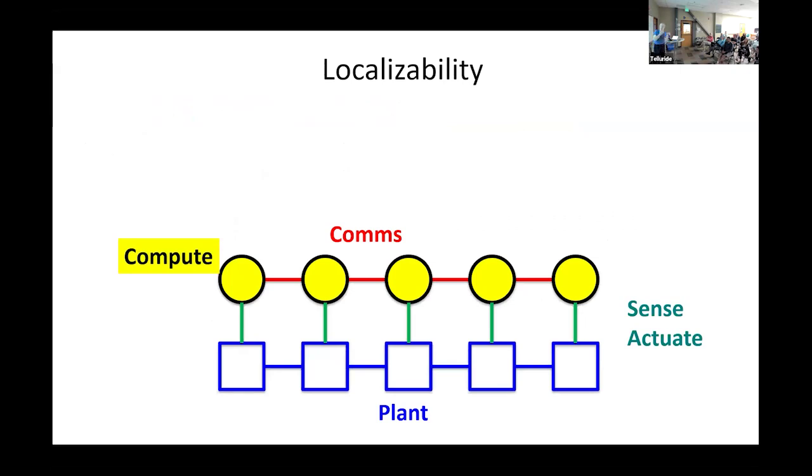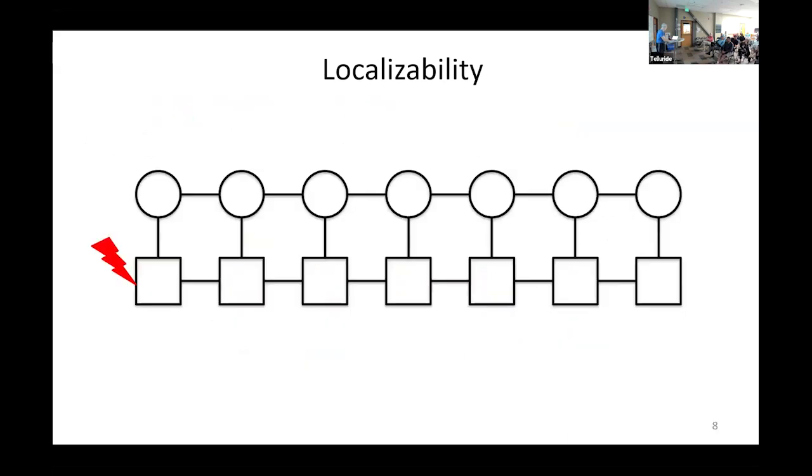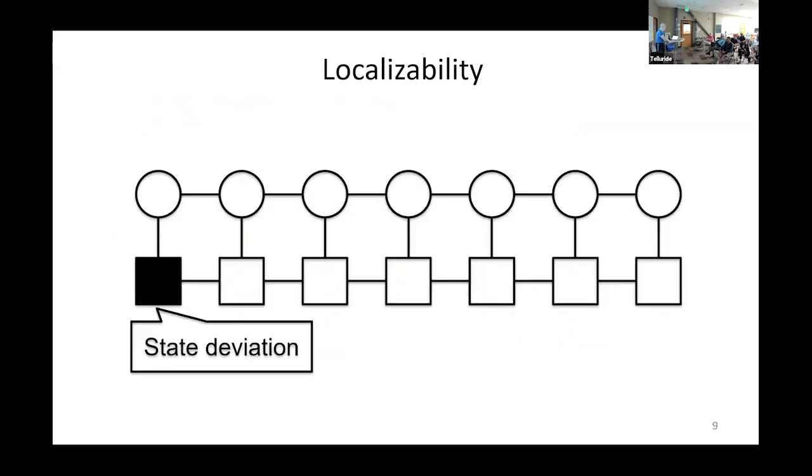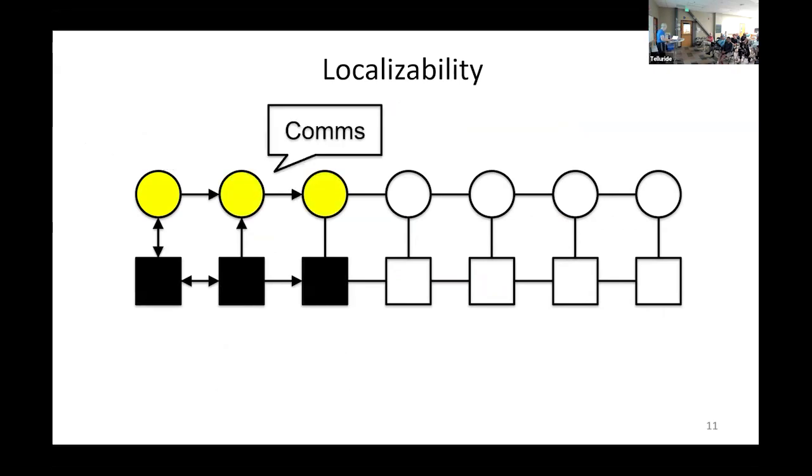So that would be this picture. So what's going to happen? This is an intuition. So what do we want to do? We're going to assume that our communication is faster than the plan, 2 times faster. So the intuition is I get a disturbance here, a state deviation. At the next time step, I know that, but at the same time, I propagate it to my neighbor. But my neighbor, surprise, right? The neighbor just got a surprise. So the neighbor now knows what happened, but I also got information here.